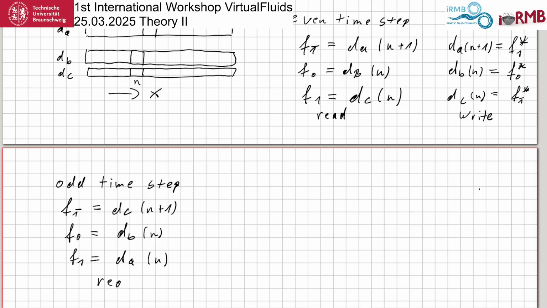So this is what we do in read, and then we also have the write. DC at n plus 1, I write f. Do you see, if I write f1 after collision, dB, and I write f0 after collision, and dA at the position n, I write f minus 1. So this is the write.